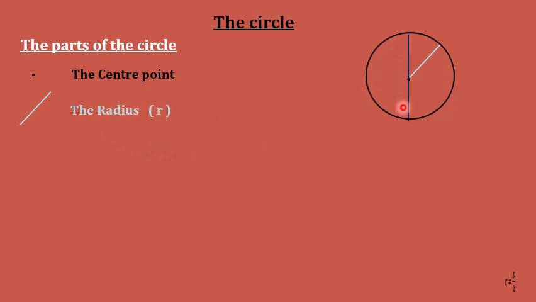We have this line joining these 2 points on the circle, passing through the center. So any line joining 2 points on the circle, passing through the center, is called the diameter, D. We have this line joining these 2 points on the circle, but it doesn't pass through the center. It's called the chord. Now the parts are the center point, the radius, the diameter, and the chord.